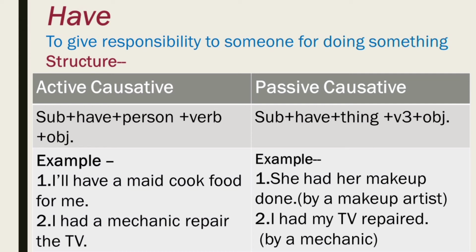So let's see an example to understand. She had her makeup done. उसने अपना मेकअप करवाया. The sentence is complete in itself and it is understood that the makeup was done by a makeup artist. Let's see one more example. I had my TV repaired. That means I arranged for a mechanic to repair it, and if you want, you can also say I had my TV repaired by a mechanic. So I hope this was clear to you.